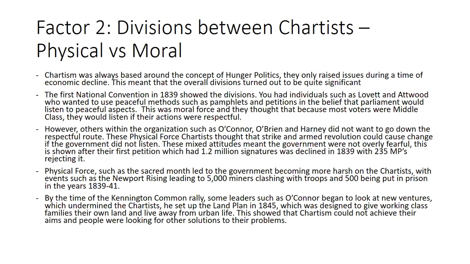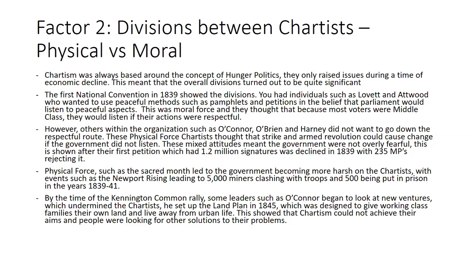Physical force was a big problem as well because that turned the government against the Chartists. One example was the Sacred Month, which led to the government becoming harsher on the Chartists. Now, the Sacred Month was all about going on strike and using more physical force. And one example was the Newport Rising, which led to 5,000 miners clashing with troops and 500 being put in prison. This was not going to help the Chartists achieve their aim because the government were putting down revolution and they were not going to converse with people who were attacking them.